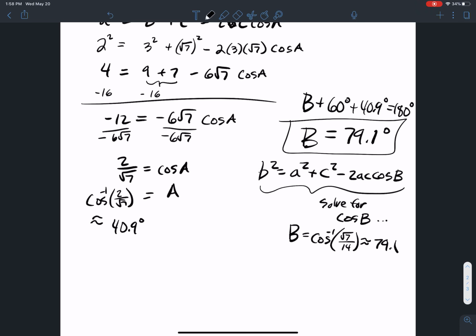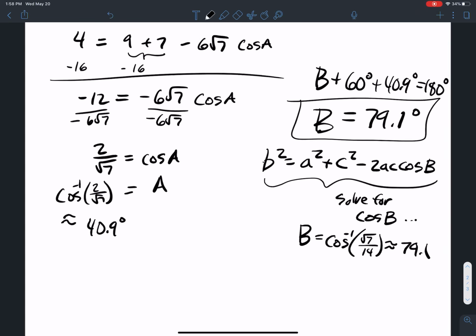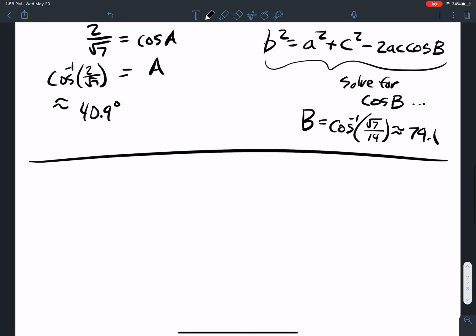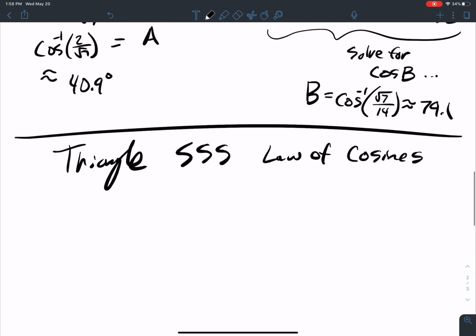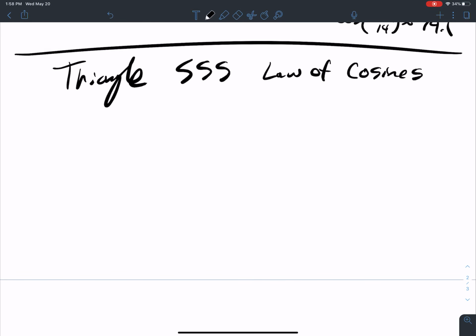All right, let's do using the law of sines and cosines for SSS. So triangle SSS, law of cosines. Now, if I do this, let's just have a triangle. Side 4, side 3, side 6. So I'm going to call this angle C, angle B, and angle A. Okay, so I need to find all the angles, so find A, B, C.